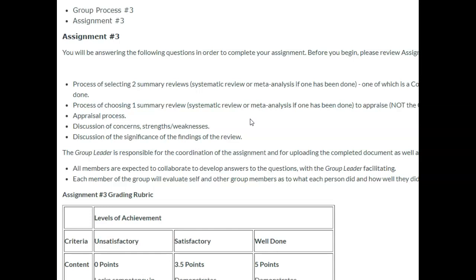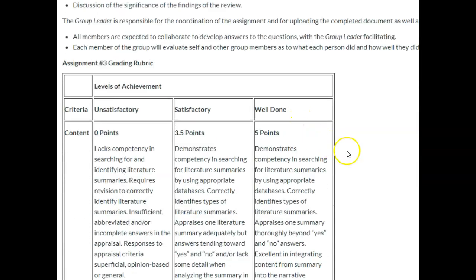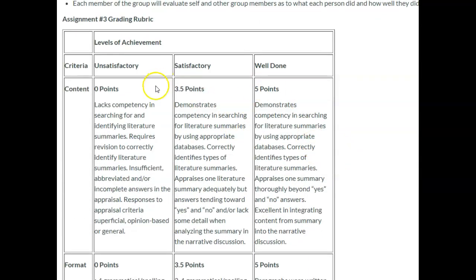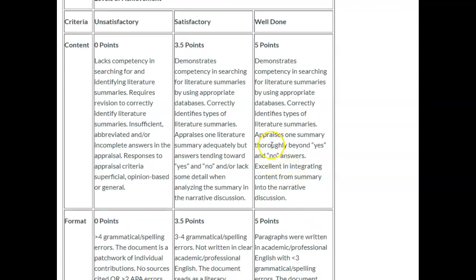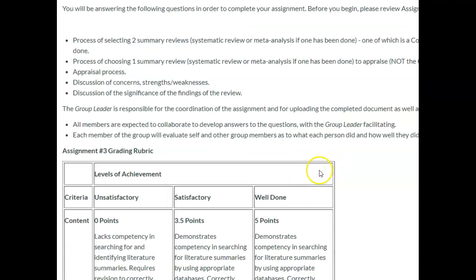So the appraisal process is going back through the PowerPoint and answering all of the questions in red. And that is also in your Schmidt and Brown book. So you just answer the questions. However, to receive all your points, it demonstrates competency in searching for the summary and identifying the types, and appraises the summary thoroughly beyond yes and no answers. So on those red questions, I expect more than just a yes or no answer. You have to discuss it a little bit and tell me what they provided.